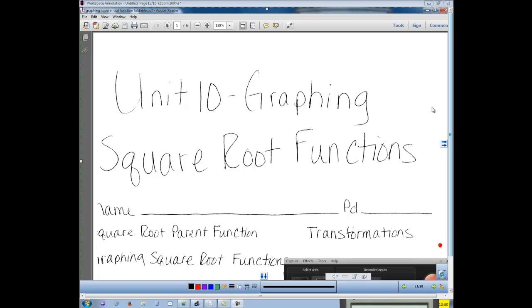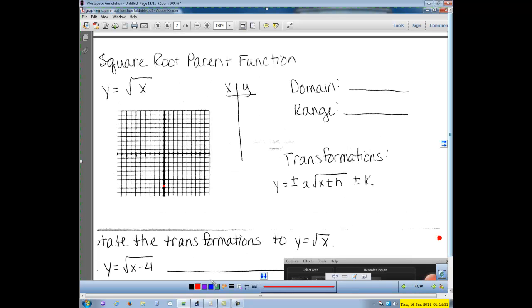Unit 10, Graphing Square Root Functions. This lesson covers flap 1 in our foldable. This flap is a review of the square root parent function. We covered this in the first 2 weeks of school last semester. Y equals the square root of x is the parent function.